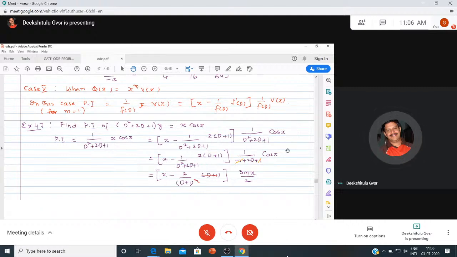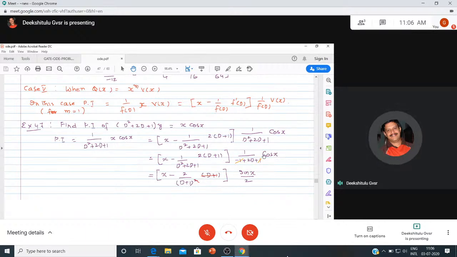So x minus 1 by D square plus 2D plus 1, 2 into (D plus 1). Here first you complete this: replace D square by minus 1, because all a is 1 here. So D square is replaced by minus 1, minus 1 plus 1 cancels, 1 by 2D. Here also you can do simultaneously: D square plus 2D plus 1 is (D plus 1) whole square, and this is 2 into (D plus 1). So D plus 1, D plus 1 can be cancelled here. And here what happens? 1 by 2D cos x.